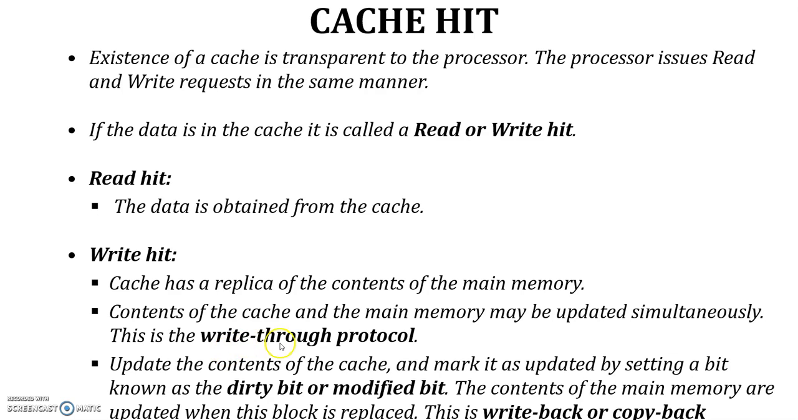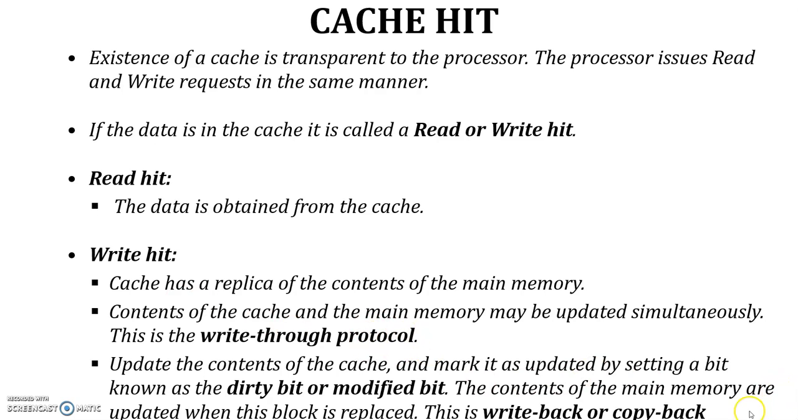So if the content of the cache and the main memory is updated simultaneously, it is the write-through protocol. Write means we want to store some data to the memory. So if the particular block is placed in the cache, the block will also be placed in the main memory. So when we are mapping a block from main memory to cache, the copy of that block is placed in the cache memory.